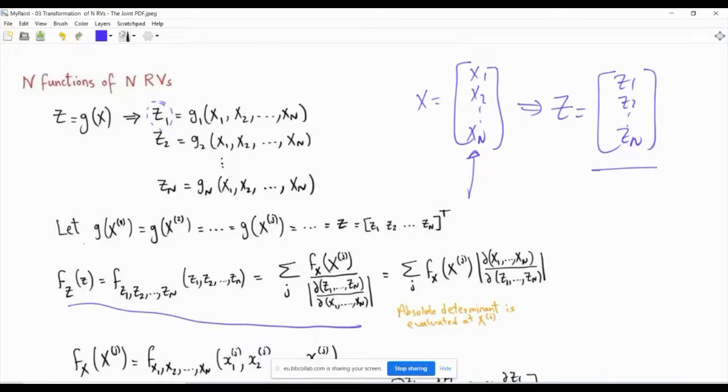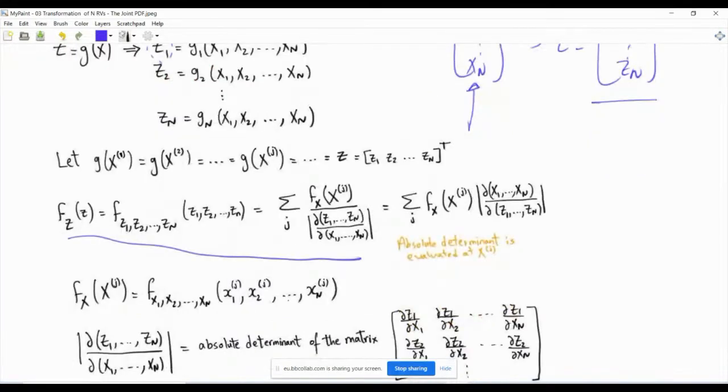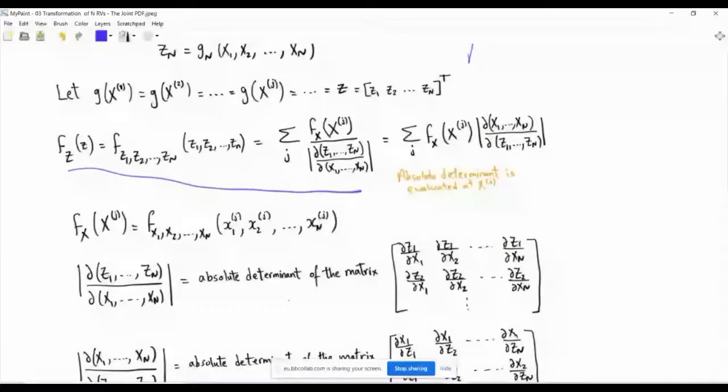Back to business. Here you have n random variables, and from them you generate n new random variables, and your result will be a summation. Okay, so your result will be a sum over terms, and it will include the Jacobian matrix. Let me show you what the Jacobian matrix is.